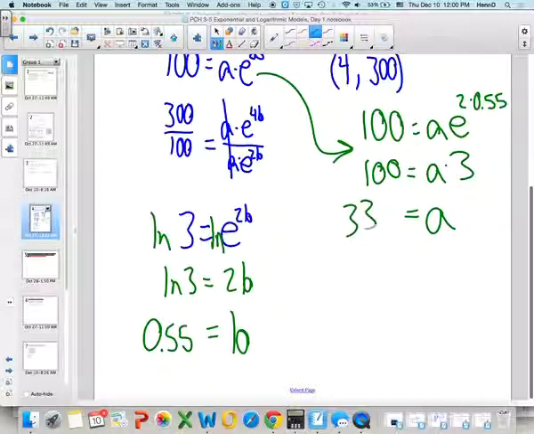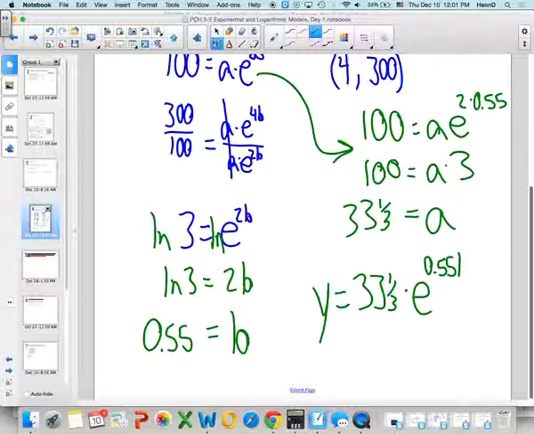So a is 33 1/3. So we started with 33 fruit flies and evidently 1 egg that was just laid. So we had 33 1/3 fruit flies to start with. So our model, just to put it all together, is y equals 33 1/3 times e to the 0.55t power. That's not bad. So I want you to be able to come up with those models on your own.